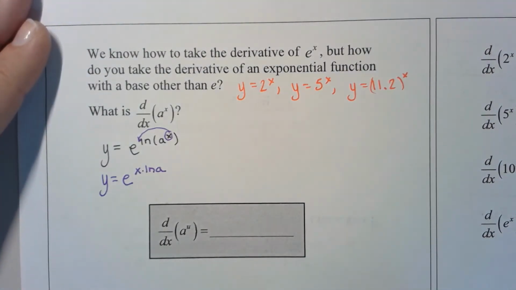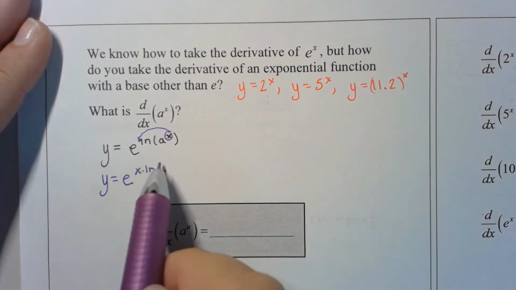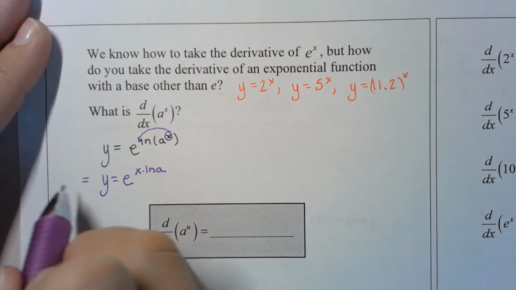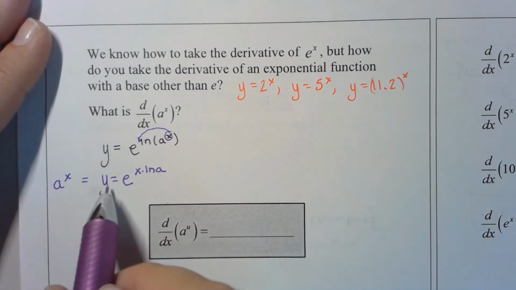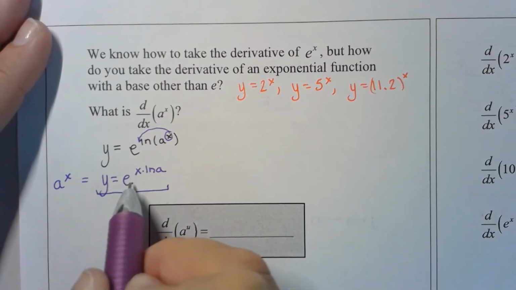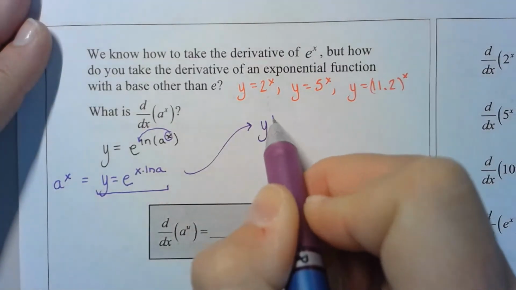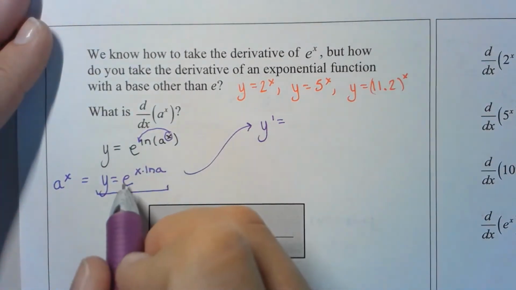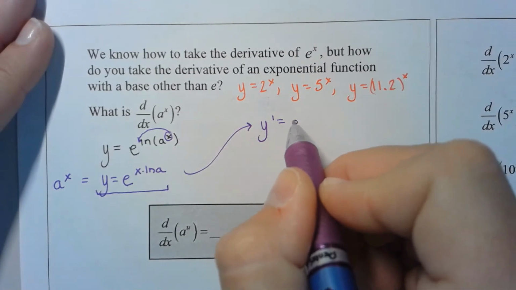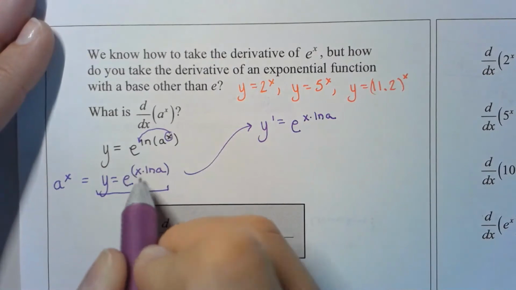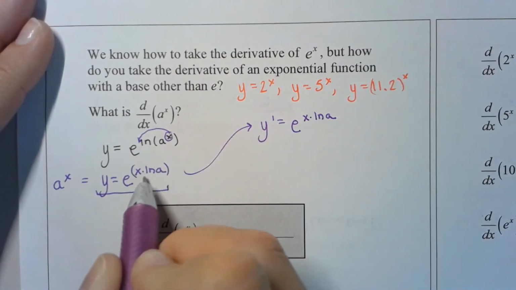I know it seems like we're going in a big circle here. I promise we're doing something. So this is another way to write a to the x. So y equals a to the x can be written as y equals e to the x natural log of a. The reason I did that is so I can take the derivative of this version, because we've just said the derivative of e to the something is itself. So the derivative of e to the x natural log of a is still e to the x natural log of a. The chain rule says multiply by the derivative of the exponent.